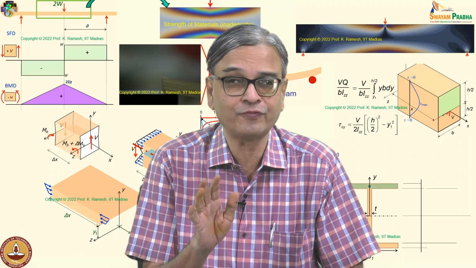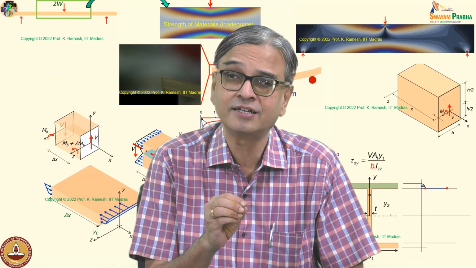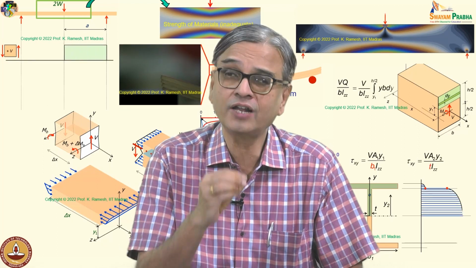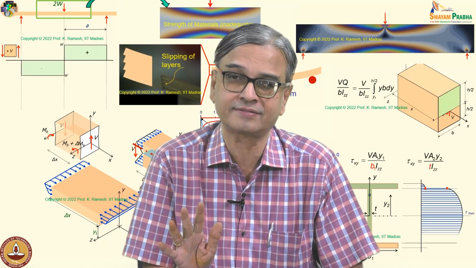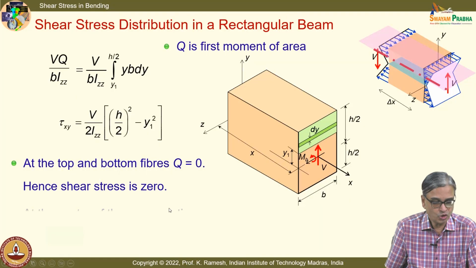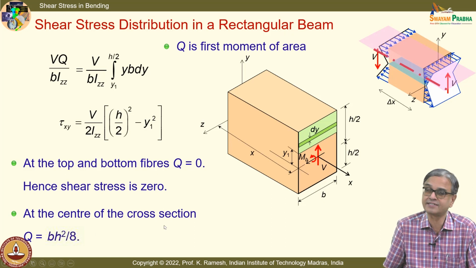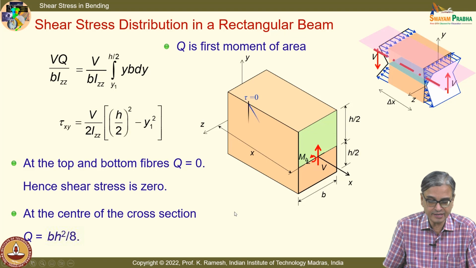And we are also going to determine the shear stress by solving differential equations. That also we will do. All of them will converge to the same answer. So, what we understand is top and bottom fiber should be 0. And as I told you that at center of the cross section, Q is maximum, and you get the shear stress variation like this.